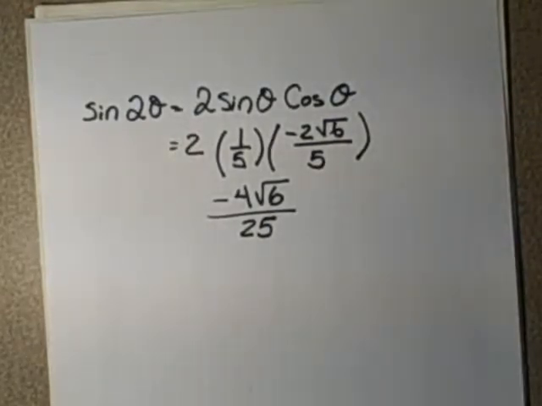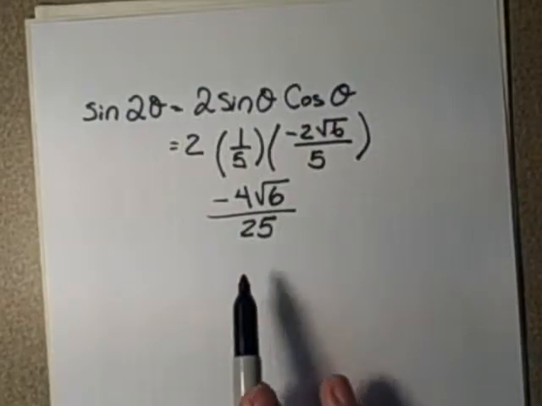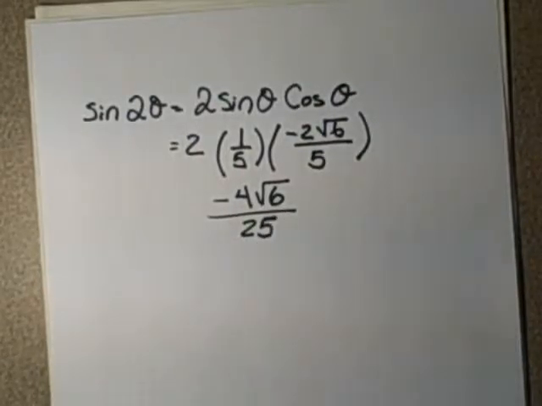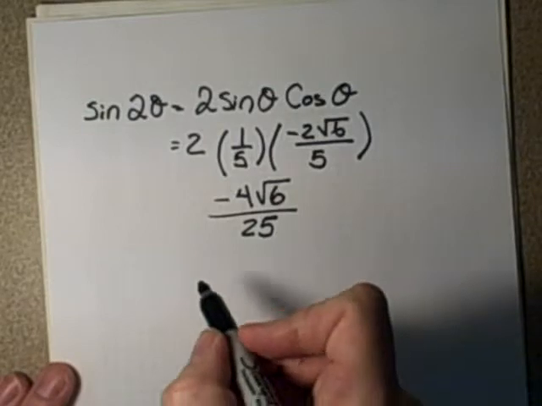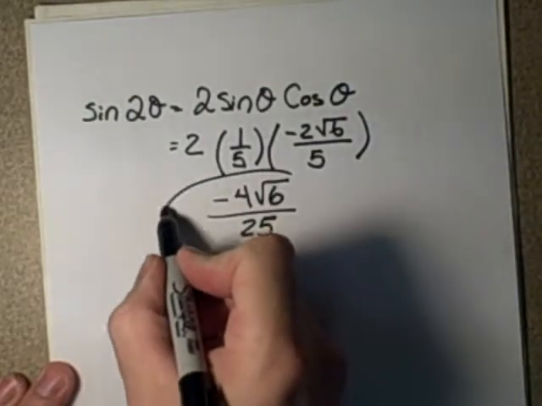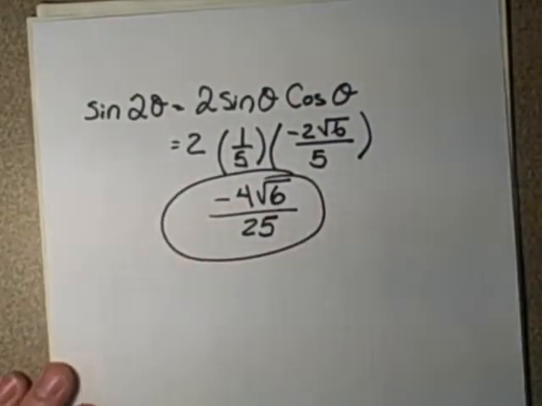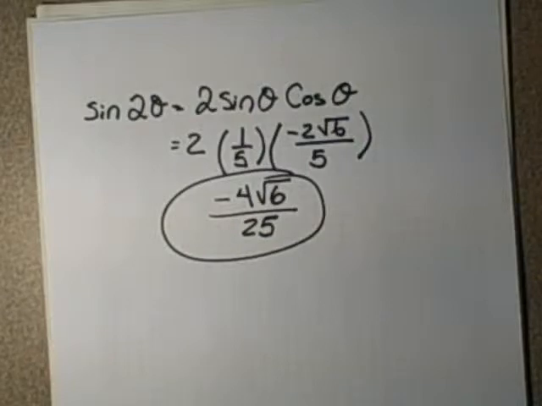Can we reduce the negative 4 and 25? I don't think so. We can't take a common factor out. So this would be our exact value. And that's how you would do one of those.